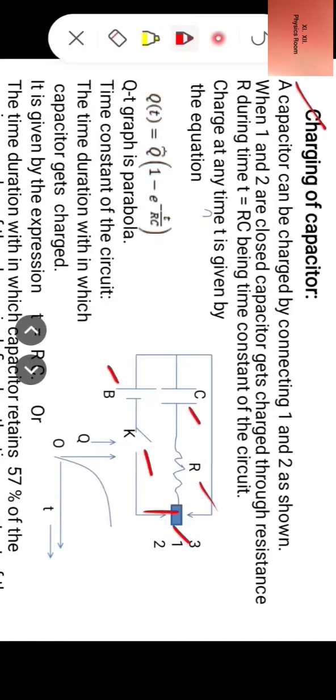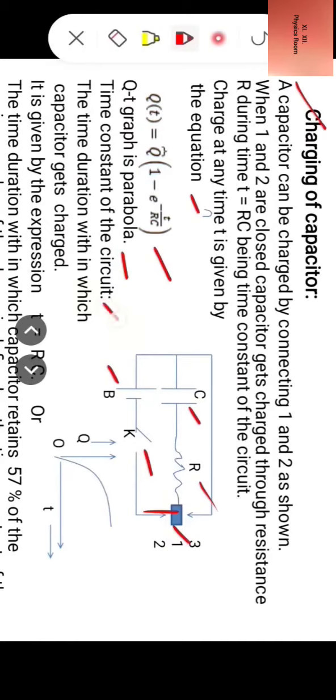Now, the charge at any instant of time t is given by the equation Qt is equal to Qmax into (1 minus e raised to power minus t by RC). Now, the Q-t graph is a parabola. If you plot the Q versus t graph, then the graph comes out to be a parabola.